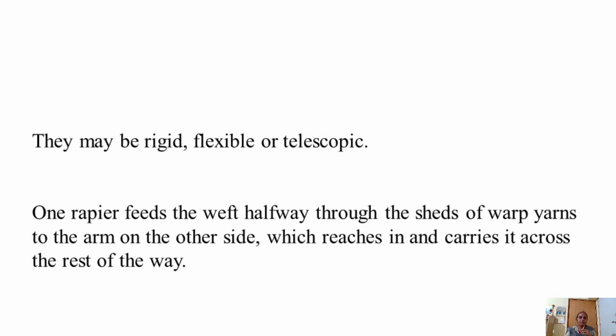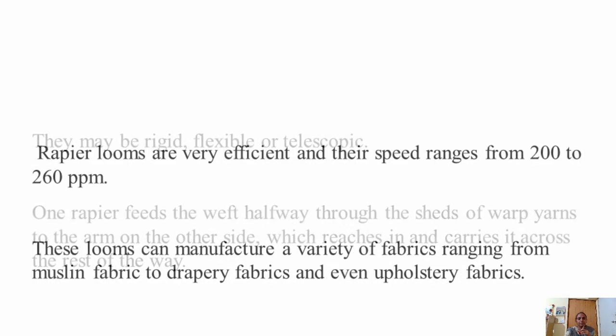They may be rigid, flexible, or telescopic. One rapier feeds the weft halfway through the sheds of the warp yarns to the arm on the other side, which reaches in and carries it across the rest of the way. The same functions are carried out as in the shuttle loom.